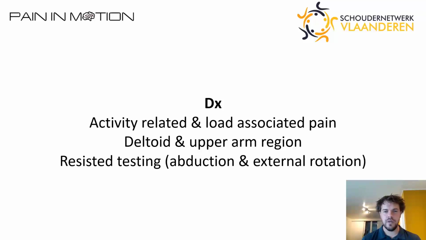In clinic, we recognize this rotator cuff related shoulder pain as an activity-related and load-associated pain, typically located at the deltoid or the upper arm region. And during the clinical examination, we find a positive resisted testing that is often painful and weak in direction of abduction and external rotation.